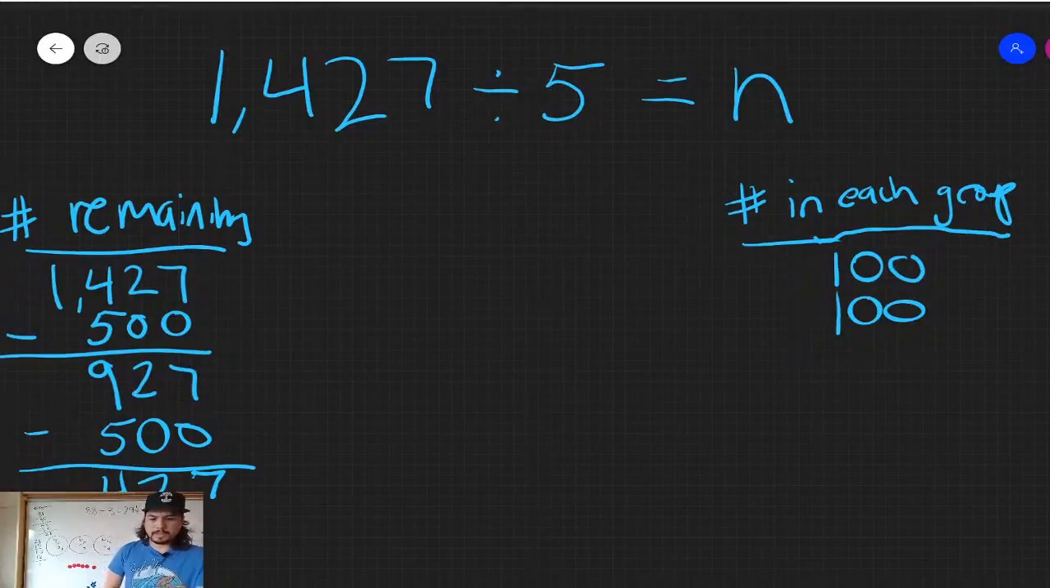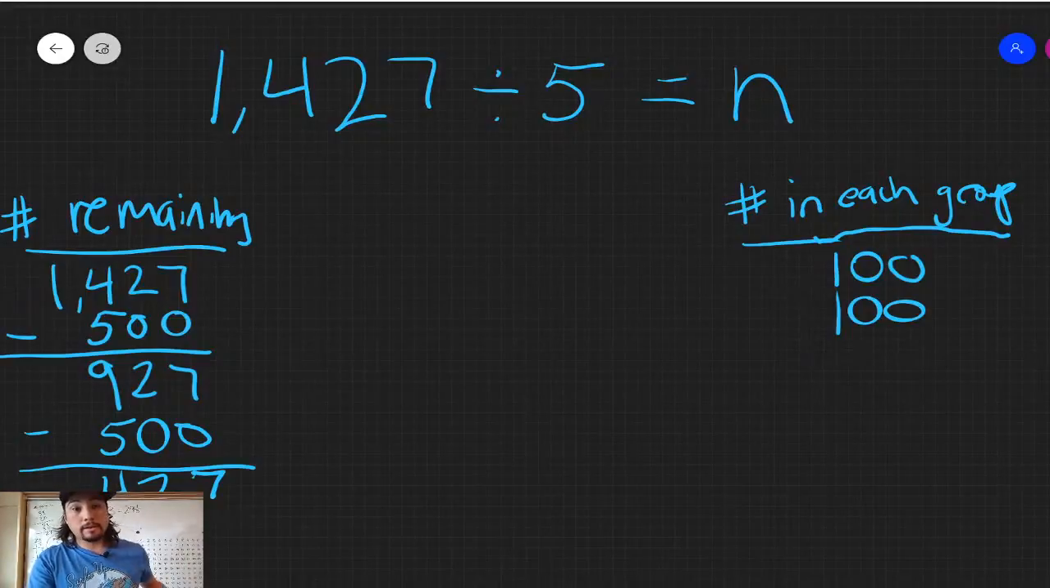Now, can I take out another 5 groups of 100? No, because I don't have 500 left. I've got to pick something smaller. Let's think about this. Well, we could just cut it in half, right? 5 times 50 would be 250. I bet we could go bigger than that, though. 5 times 60 would be, well, 5 times 6 times 10, 30 times 10, 300. We can go bigger than that.